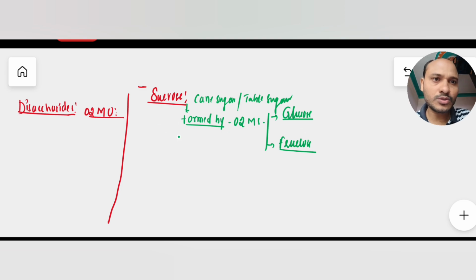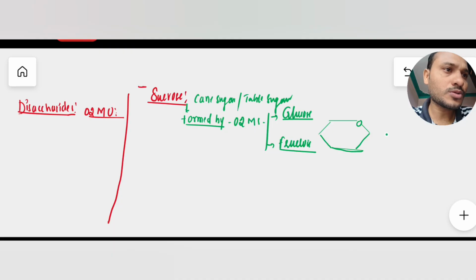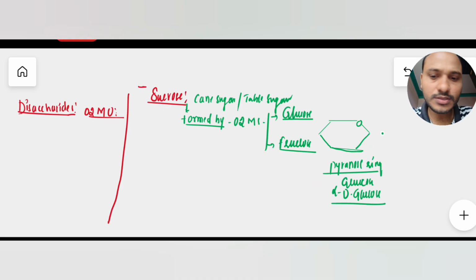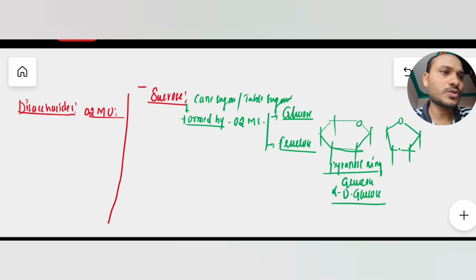The glucose structure will be like this. Glucose has a pyranose ring structure, and it is alpha D glucose. And here fructose has a ring structure like this. Here we have carbon numbers. Between these two, they together form sucrose.